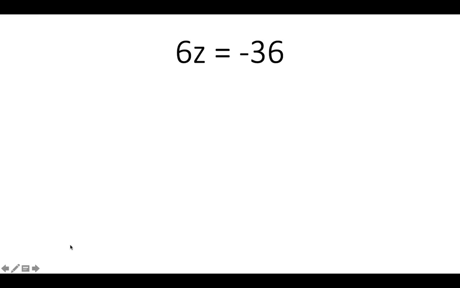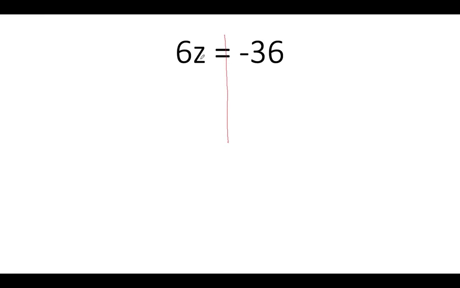Now we see we have a little different type of equation. So first thing I'm going to do is check it out. This equation says 6 times z equals negative 36. Remember, whenever you have a number and a variable side by side, that means multiplication. So to solve this equation, I'm going to draw my fence.